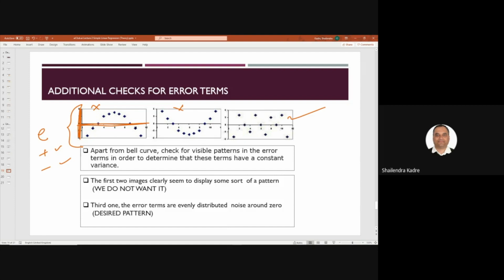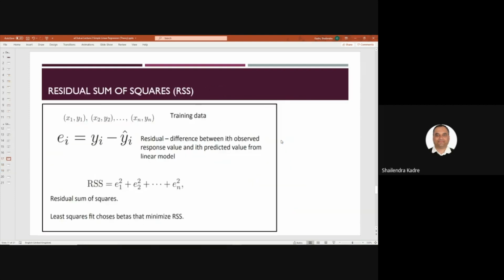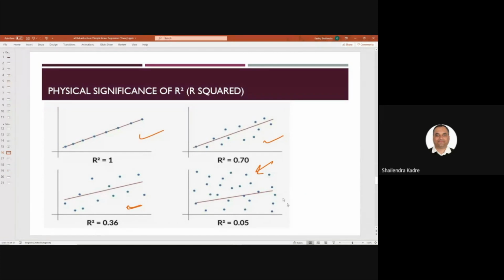So if any pattern is there when you are plotting error terms, these are only two patterns I have shown you: the simple U and the inverted U. Any kind of pattern you see, then you need to have a relook at your model. But if error terms are randomly distributed like this, showing no pattern, just random distribution, then it is fine. This one also is a random distribution.